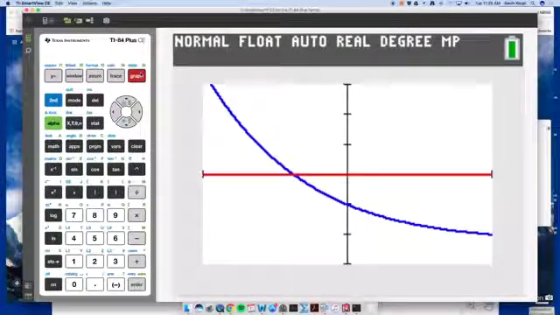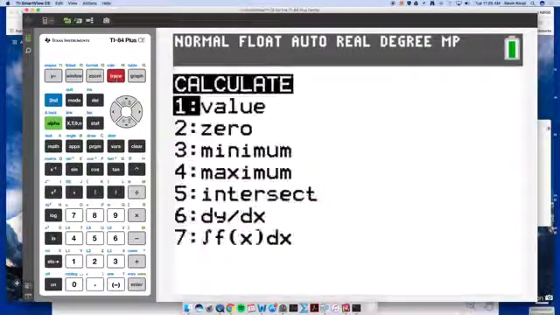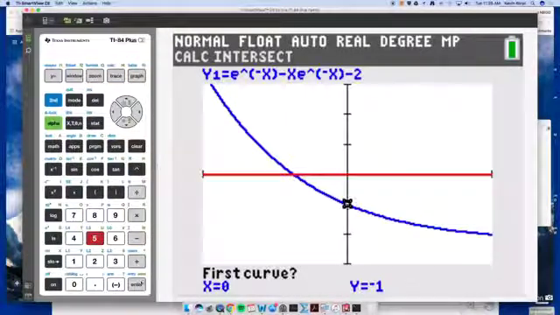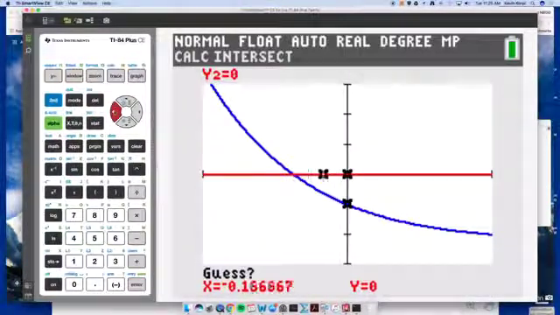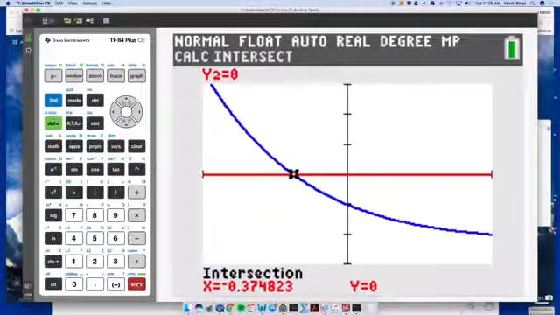And we hit graph. Boom, there it is. There's one critical value. We find it by hitting second trace, not number 2, which you could do if you didn't graph 0. We're going to use number 5. So it says, is this the first curve? Hit enter. Yep. Is this the second curve? Yep, hit enter. And then for your guess, you could just hit enter. There's only one. If there were more than one, you'd want to scroll closer to the one you're interested in, but just hit enter, and there it is. So it gives you the point of intersection. So that is the critical value, x equals -0.374.